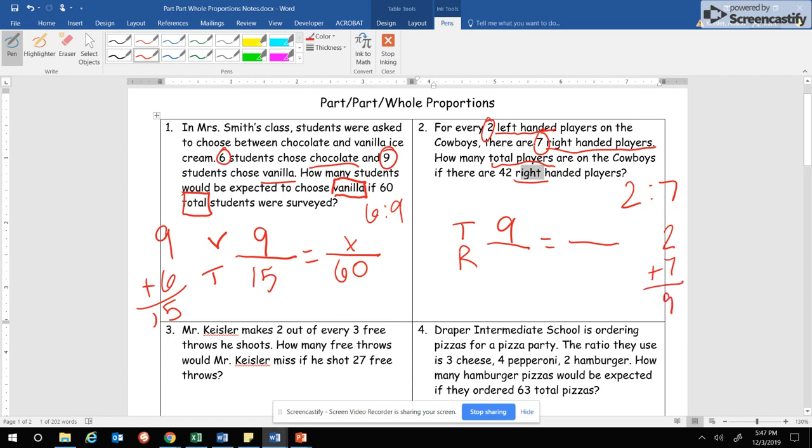And I already know from my original ratio that 7 of them are right-handed. So this means for every 9 total, there's 7 right-handed players. And then if I go to my question, it wants to know how many total there are if there are 42 right-handed. So same thing from there. We can solve it the same way as before. You're going to go ahead and solve that one.